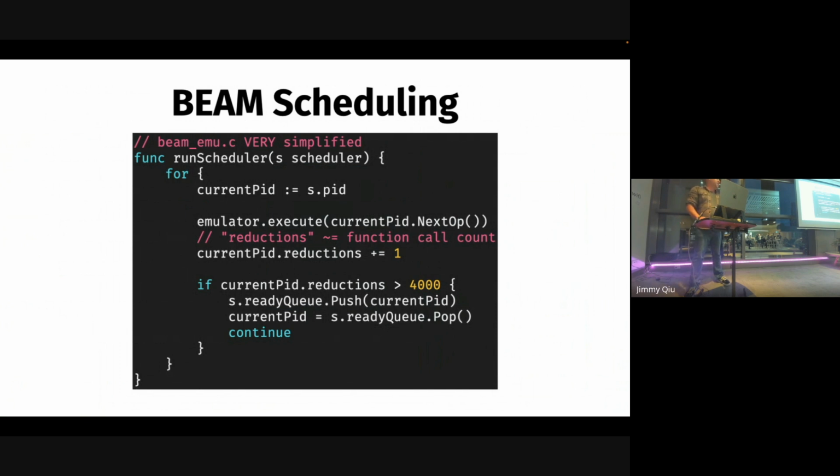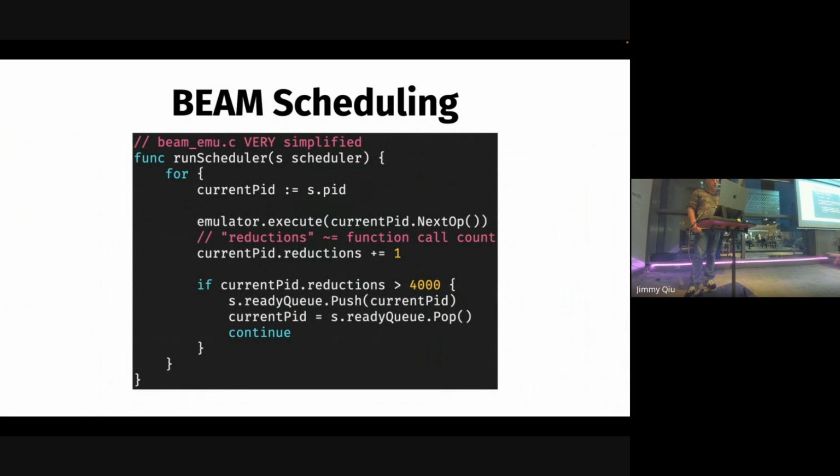And then the way that it works is not around time. It has the idea of reductions, which is really a function call. So it'll count +1 reduction every time you call a function, or every time you do a virtual machine operation. And then it's got a magic number, 4,000. As soon as you get to 4,000 reductions, you say, all right, you're done. You take a break now, let someone else have a go.